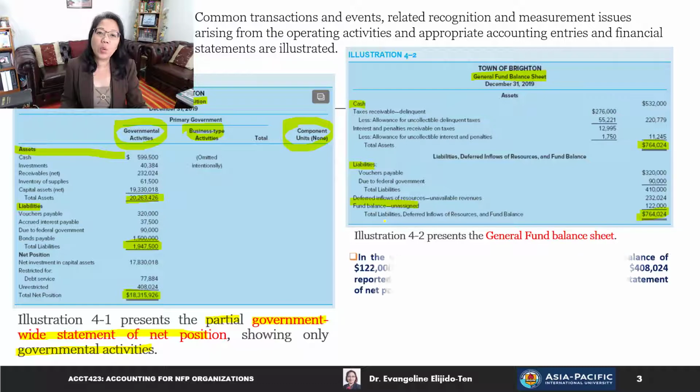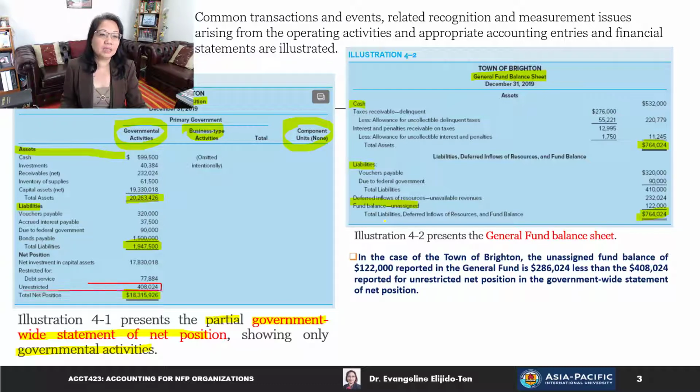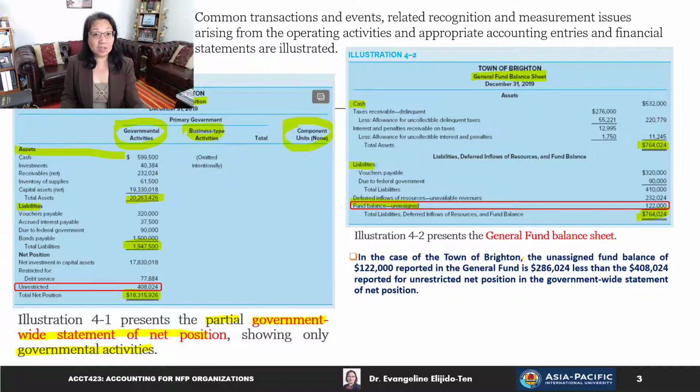Now I'd like to point you to this unrestricted balance in the statement of net position. It's showing $408,024, and the fund balance unassigned in the fund balance sheet is showing $122,000. You notice that they are not equal. So there is a difference of $286,024. This is quite normal that the unrestricted fund balance in the governmental-wide net position statement is not equal to the fund balance unassigned in the general fund balance sheet.